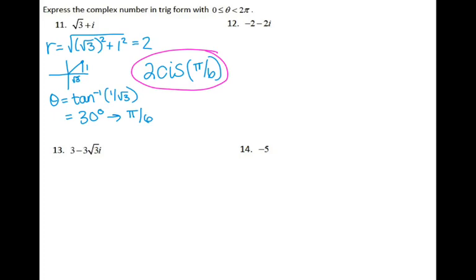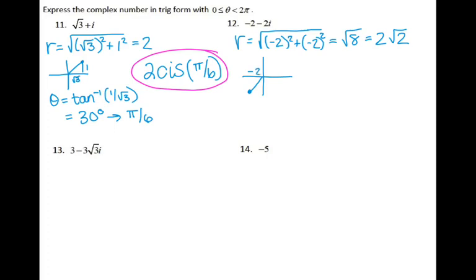Number 2, same thing. So I'm going to find r first, which is the square root of negative 2 squared plus negative 2 squared. That gives me 4 plus 4, which is 8, which is 2 root 2. And then I'm going to graph it. So negative 2 puts me in this quadrant. Inverse tangent. So inverse tangent of negative 2 over negative 2 gives you 45 degrees.